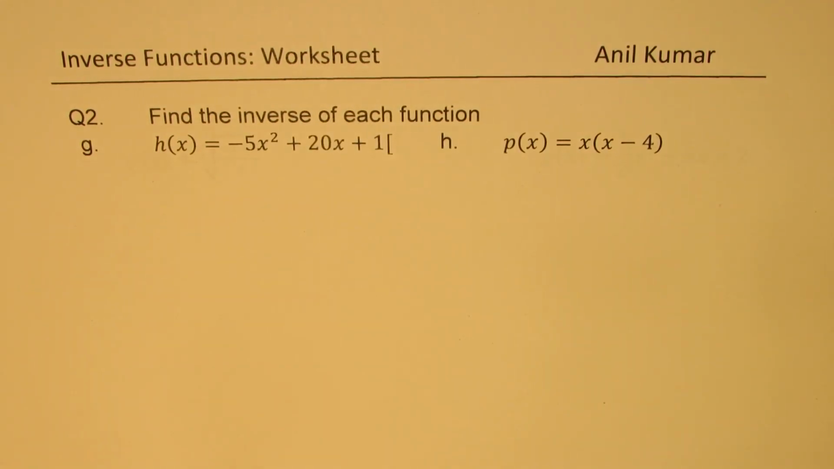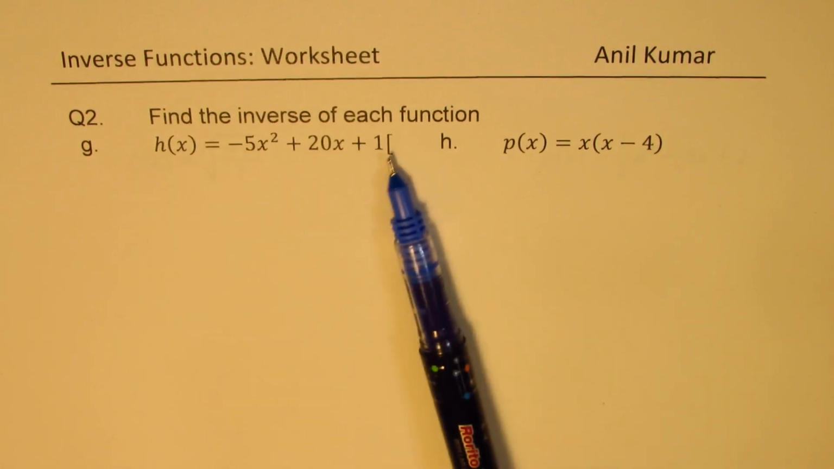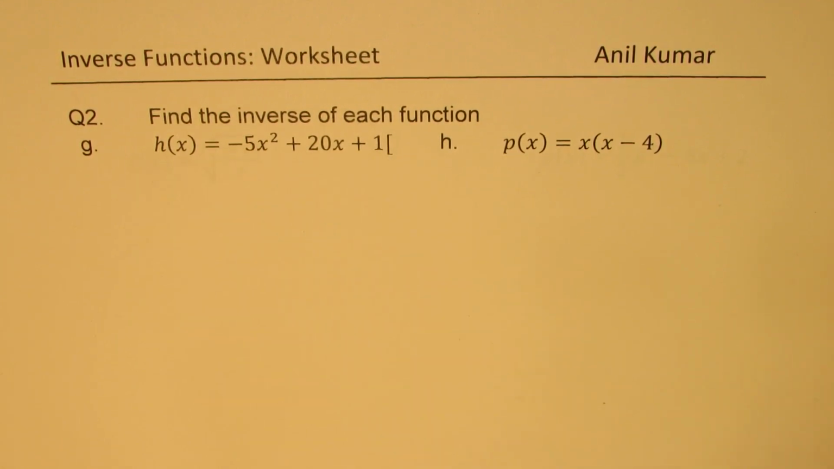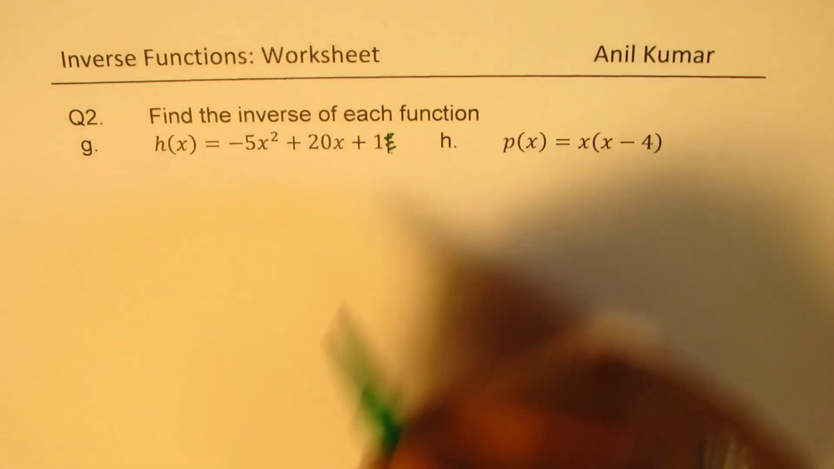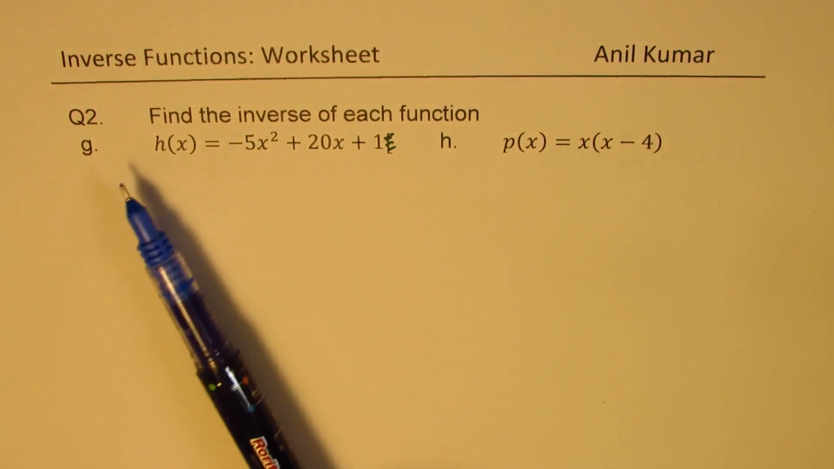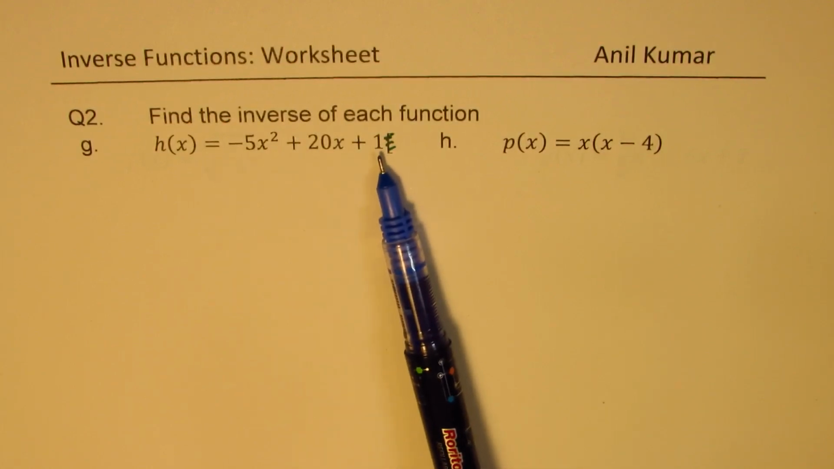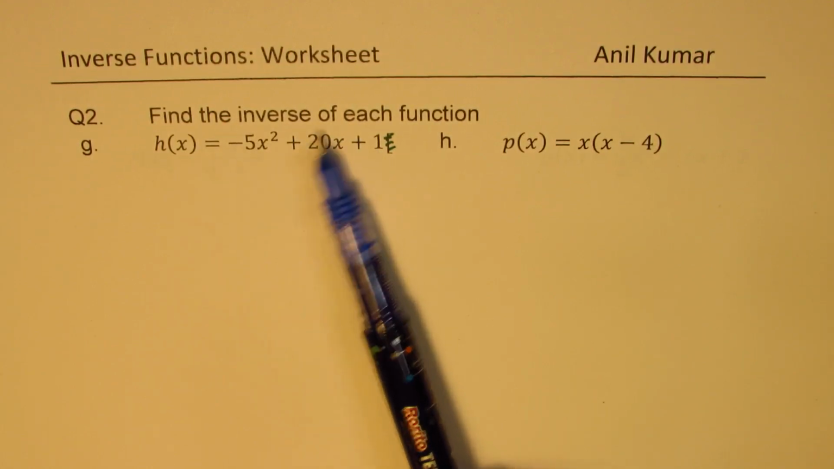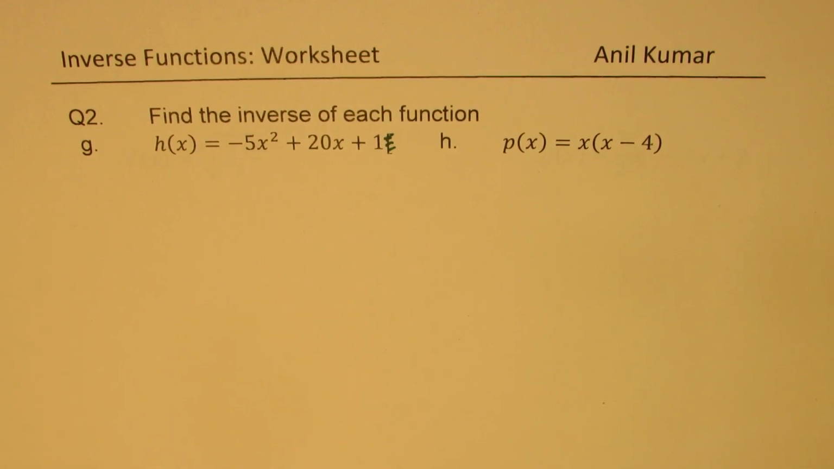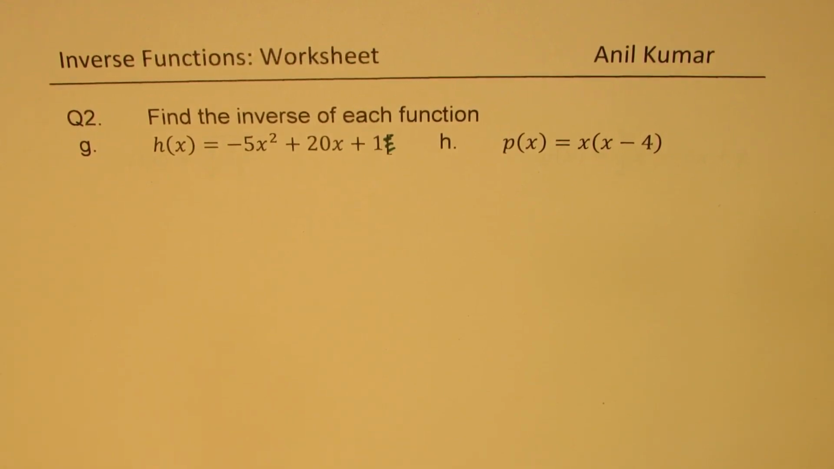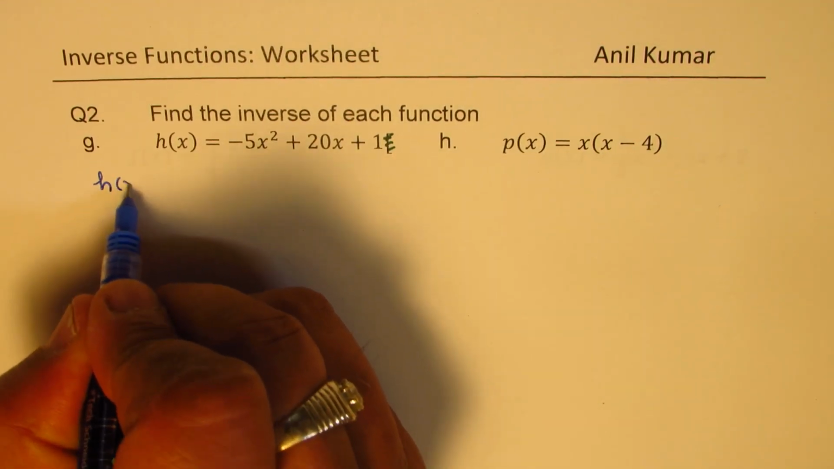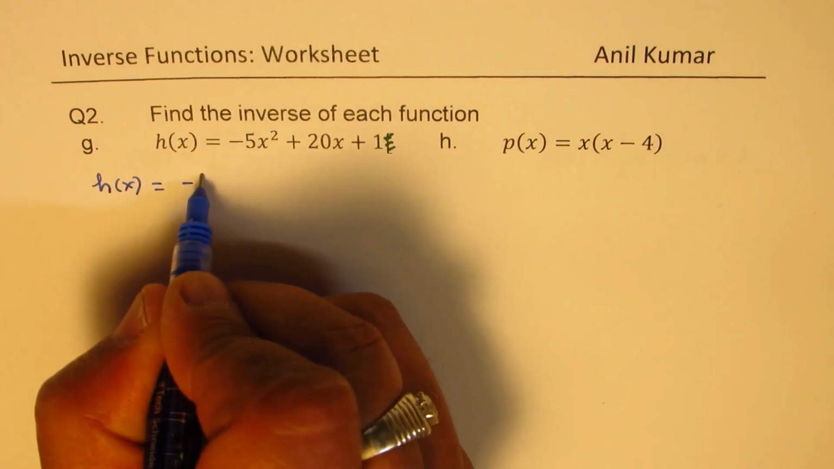Question number 2G. Now here it is a very difficult question. Okay, so what I will do is I'll just remove this bracket. So what we have here is h of x is minus 5x squared plus 20x plus 1. We need to find the inverse of this function. How will you do it? Now for a quadratic function to find the inverse, we need to write it in vertex form, and only then we can do it. So we'll basically rewrite this function in vertex form.